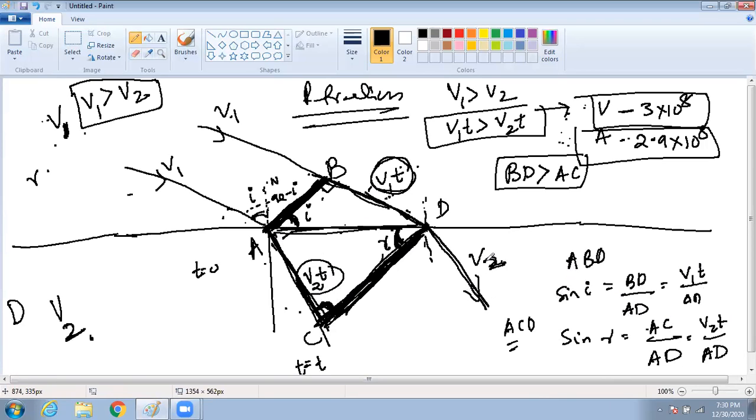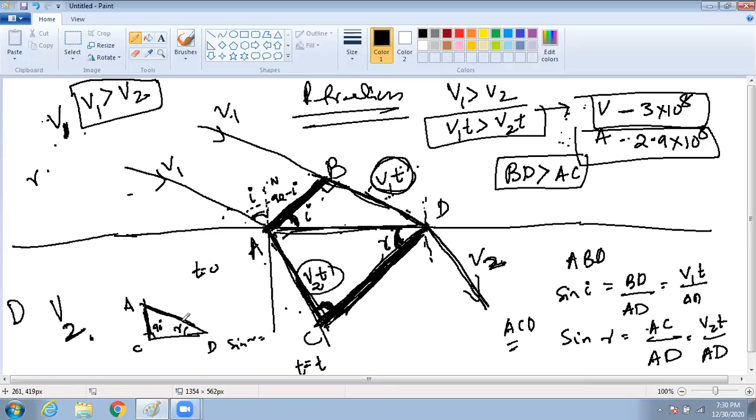Angle C is 90 degrees, right? So for perpendicular, shouldn't we write CD? Wait, this is the triangle. This is R, this is 90 degrees, this is C, this is A, and this is D. So what will be sin R? Perpendicular by hypotenuse.